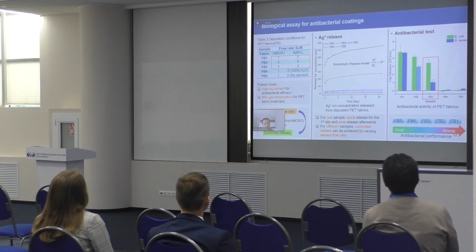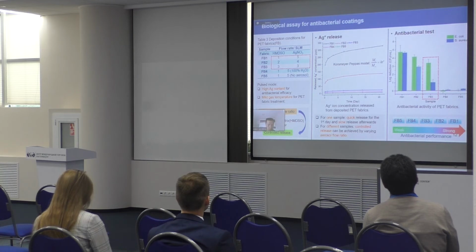Here I want to mention this heat accumulation, especially when we run samples for 10 minutes. If I do the experiments in the continuous mode, I notice that some samples kind of melt. So for those reasons, I chose the pulsar mode to deposit on PET fabrics.